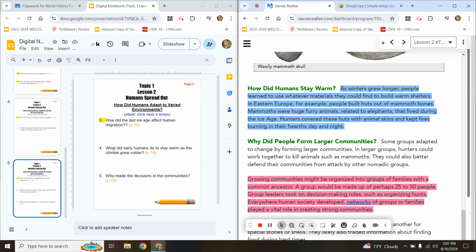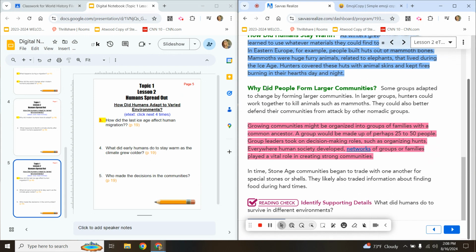Again, number 4, what did early humans do to stay warm as the climate grew colder? Go ahead and pause my video. You can find the answer in this blue highlighted paragraph or on page 19 in your text.